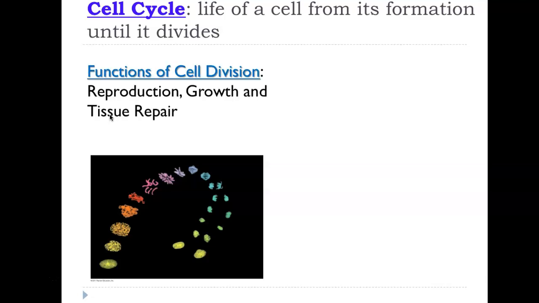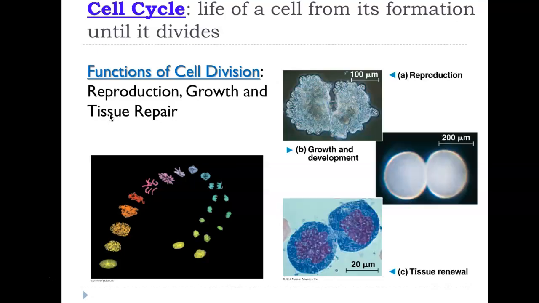So the cell cycle, that's the first blank you'll see on page 111, is the life of a cell from its formation until it divides. So the entire life of a cell. Believe it or not, all cells are always dividing. The functions of cell division for cells who are needing to divide are for reproduction, growth, and tissue repair.